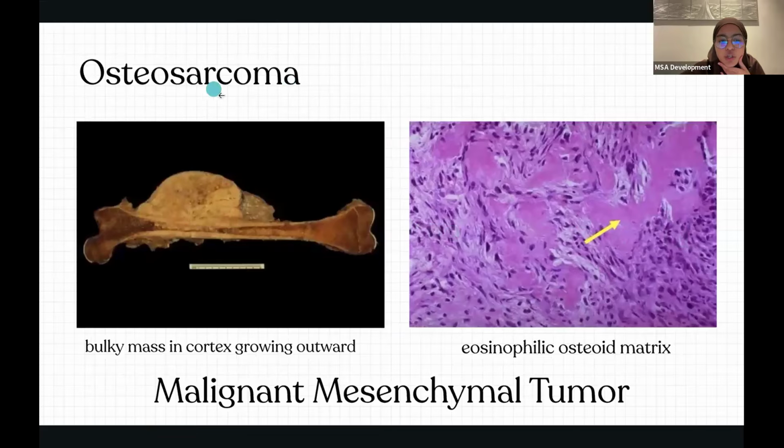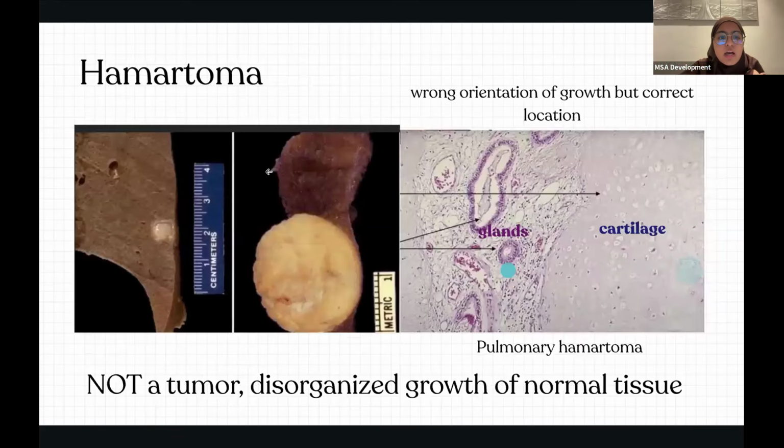Moving on to osteosarcoma, which is a bulky mass in the cortex growing outward. This is the bone, and this is the osteosarcoma. It's easy to remember because osteo means bone. And when you see it microscopically, you can see this eosinophilic matrix, which is due to the malignant cells, which are the ones causing the cancer, producing osteoid, okay? That's why it looks a little bit more eosinophilic. They're a malignant mesenchymal tumor.